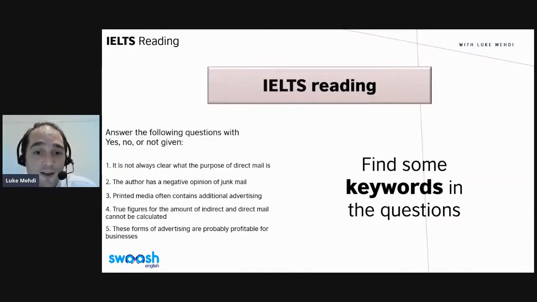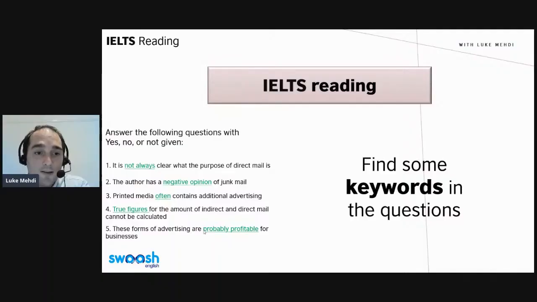These forms of advertising are probably profitable for businesses. They're good for business. And if you remember, we did have something towards the end of the paragraph about businesses. So let's take a quick look. So we've got some keywords here.